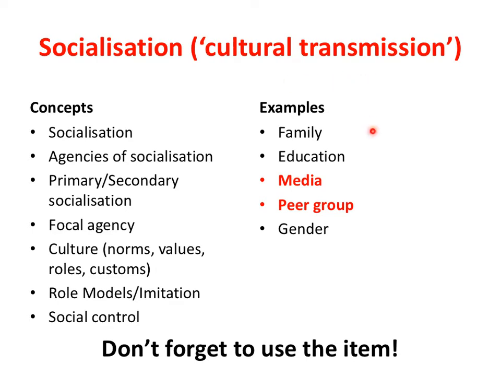And of course the family, the education system, the mass media, the peer group are all examples of important agencies of socialisation. So obviously if you were to get a question on primary socialisation, you would need to focus specifically on the family. And if the question was about secondary socialisation, then you could focus on things like schools, the mass media and the peer group.